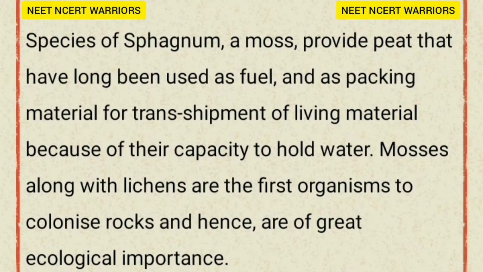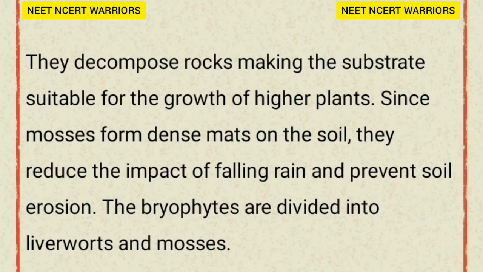Mosses along with lichens are the first organisms to colonize rocks and hence are of great ecological importance. They decompose rocks, making the substrate suitable for the growth of higher plants. Since mosses form dense mats on the soil, they reduce the impact of falling rain and prevent soil erosion. The bryophytes are divided into liverworts and mosses.